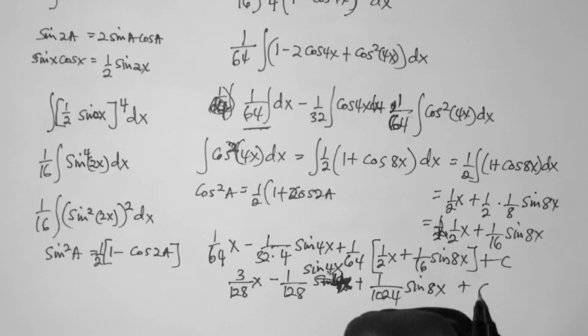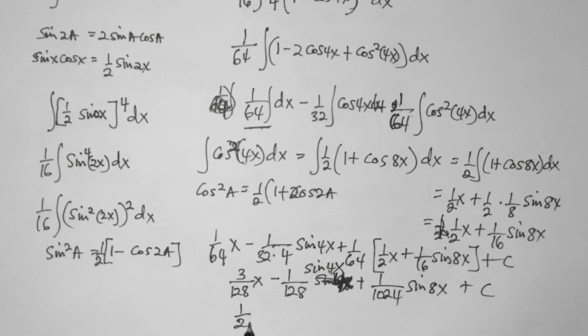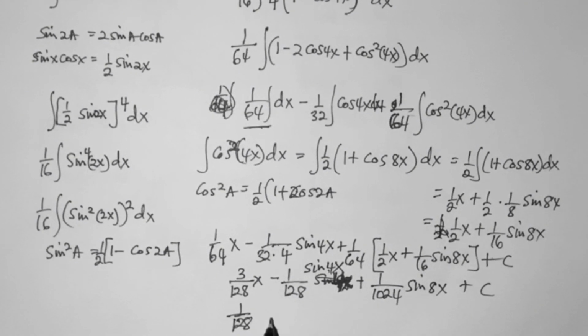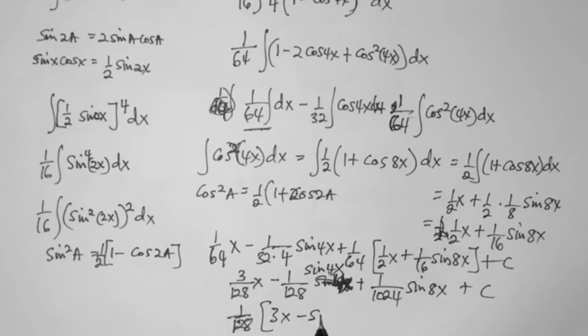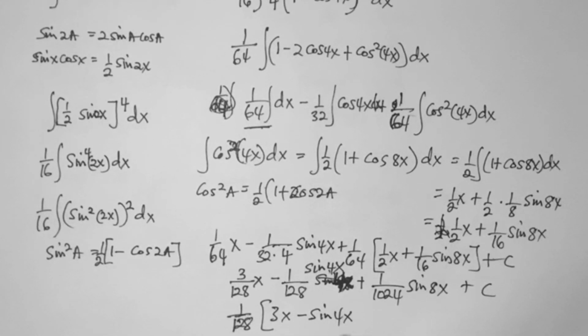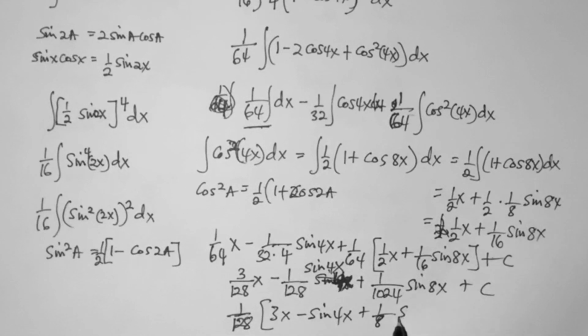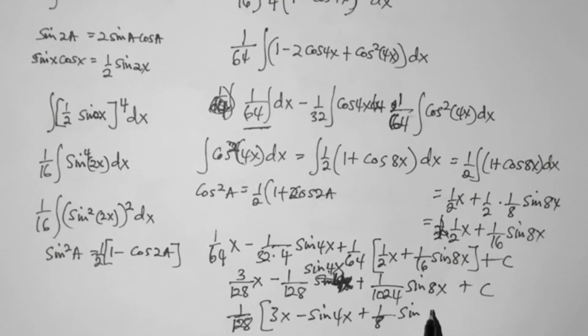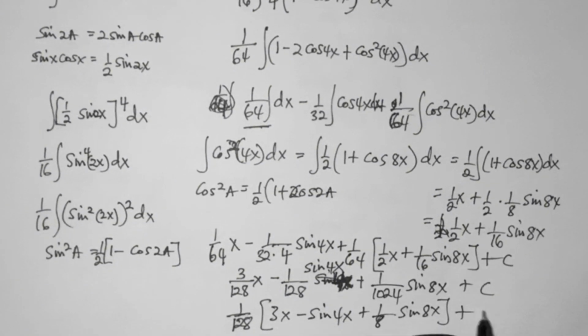Then plus c. So what we can do is factorize 1 over 128 out, so that we'll be left with 3x, then minus sine 4x, and then plus 1 over 8 sine 8x. All of this plus c.